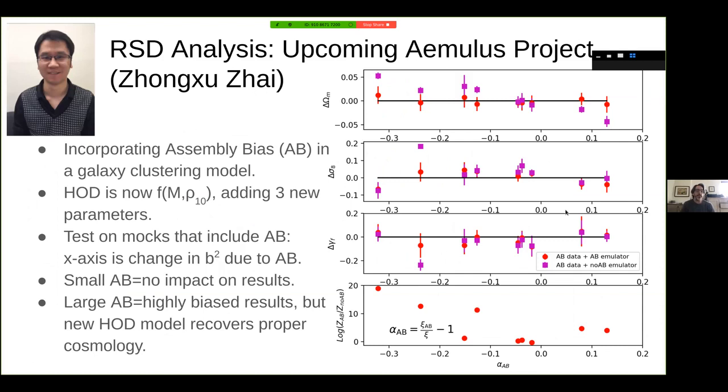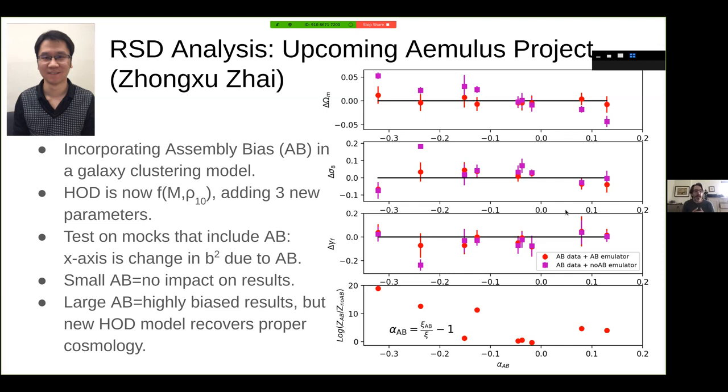So one thing we are attempting to do right now is upgrade this galaxy clustering emulator I had a couple of slides ago by incorporating assembly bias into it. So our HOD is now going to be this HOD which depends not only on the mass but on the large scale density. This adds three new parameters to the HOD model. And then we test this on a bunch of mocks that also include assembly bias. How you characterize assembly bias is kind of user defined, but I think the most useful definition is what is the impact that the assembly bias has on the clustering of the galaxy sample relative to the same model without any assembly bias. So that's what's given here on the x-axis. Negative is suppressing the clustering and positive is enhancing the clustering.